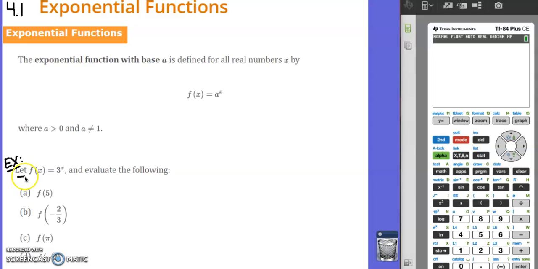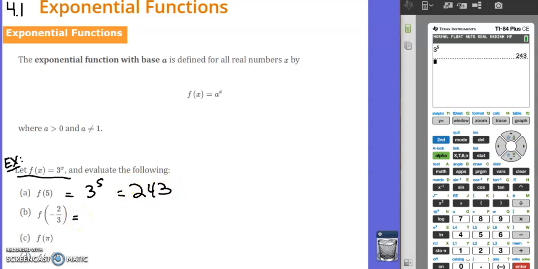Here's an example: f of x equals 3 to the x. If I ask you to evaluate the function, so here's f of 5, this literally is 3 to the 5th power. On your calculator, or if you don't have a calculator, 3 times 3 times 3 times 3 times 3, you've got to get your answer. So 3 to the 5th power is 243.